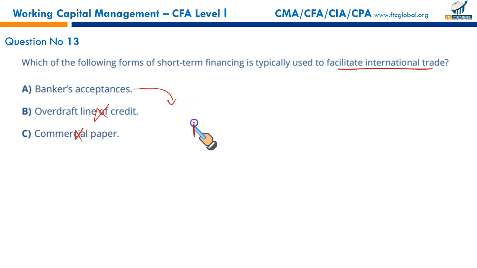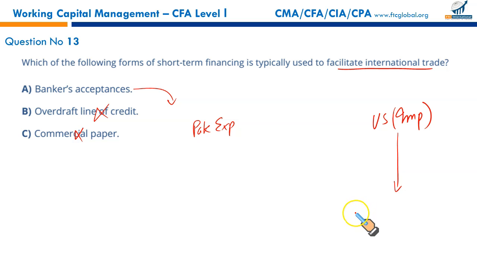Let's say we have an exporter based in Pakistan and we have a US-based importer. The US-based importer wants to buy something from the Pakistan-based exporter. They don't know each other, so they can't trade. They don't trust each other. So the Pakistani exporter who wants to sell will ask the US importer to open a letter of credit in his favor. So this importer will go to his bank, let's say Wells Fargo.